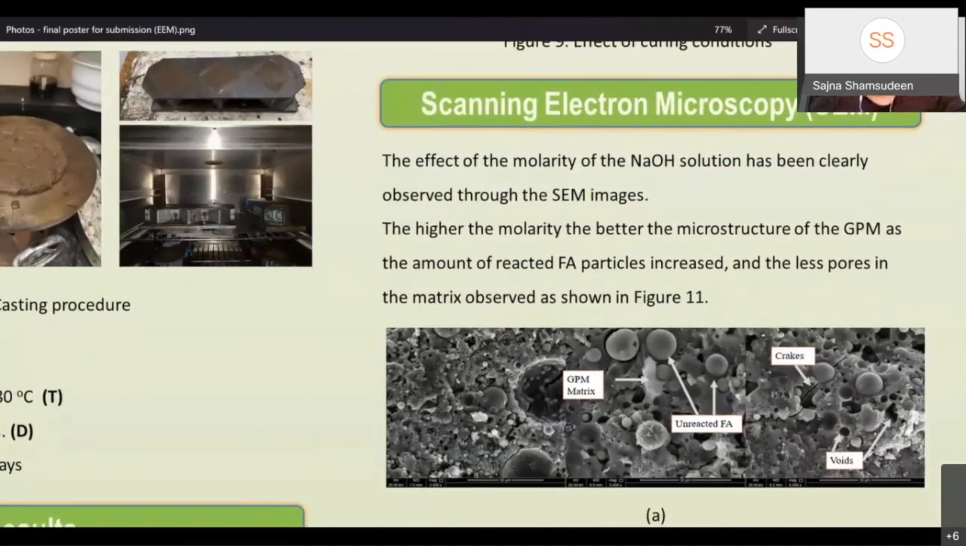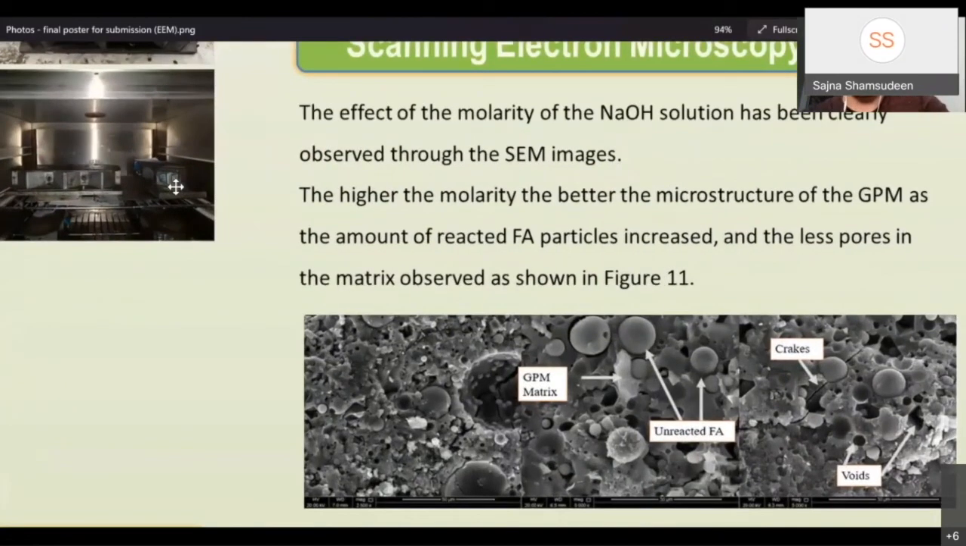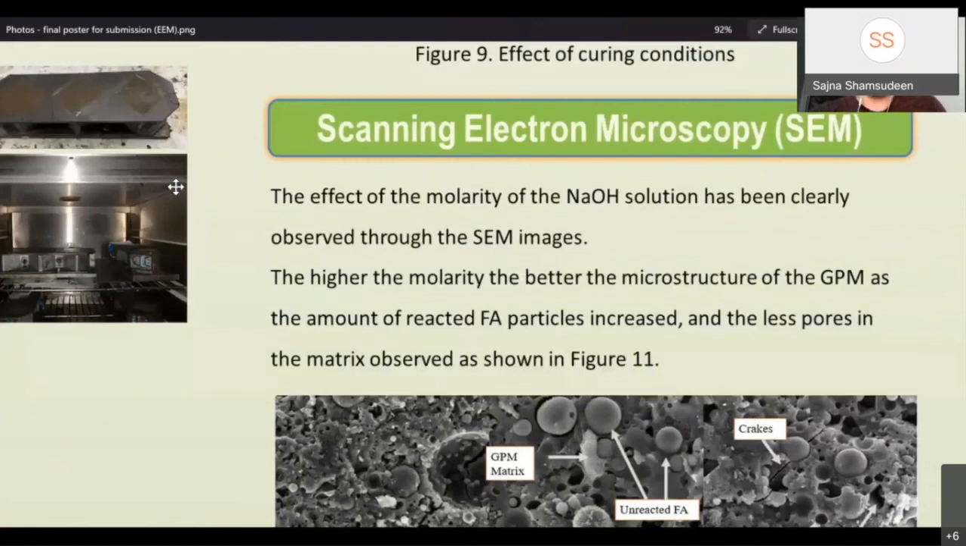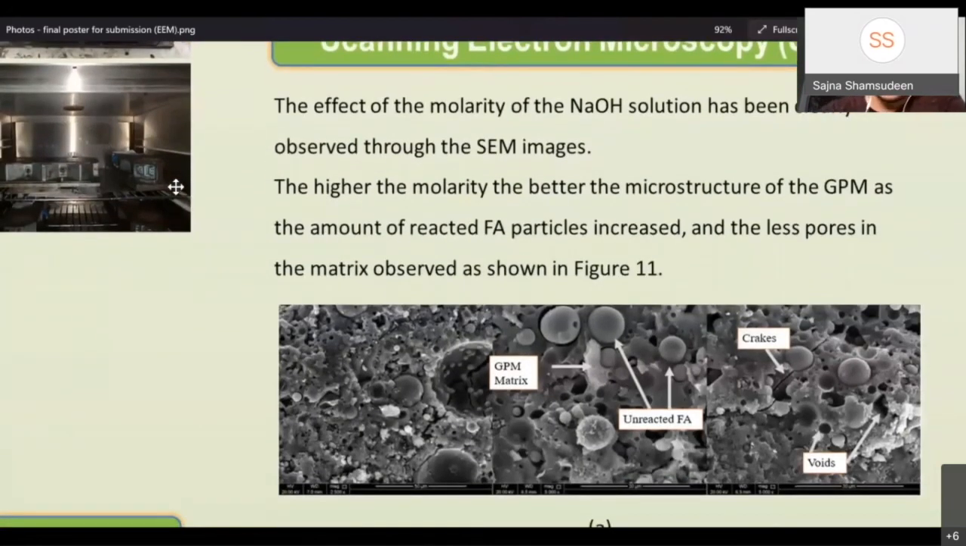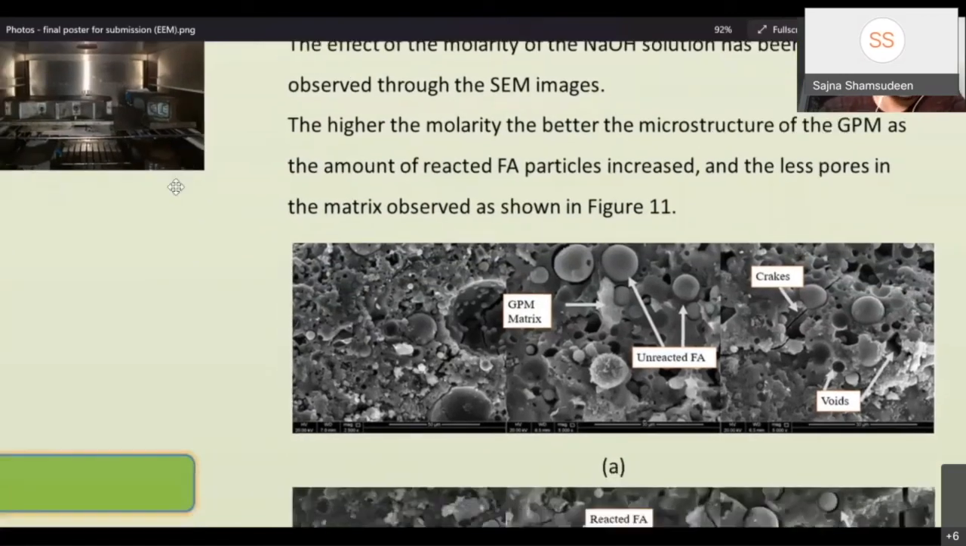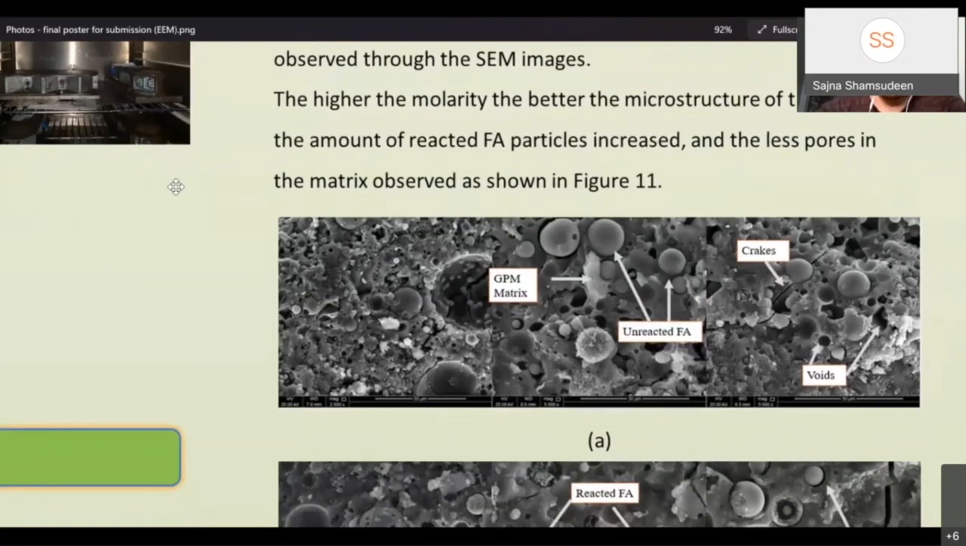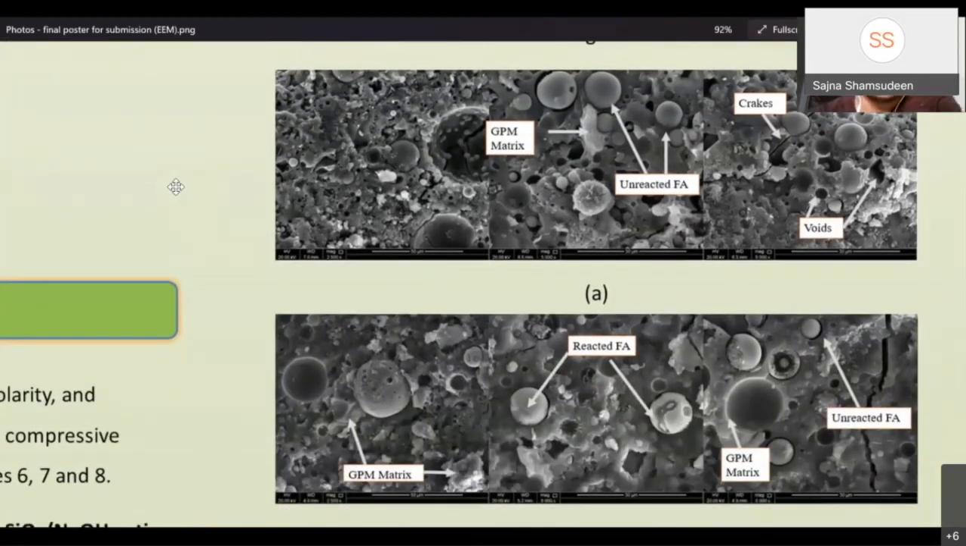And now we wanted to study the microstructure of the material itself using scanning electron microscopy, so it gives us an indication of how the materials reacted. As we can see here, the effect of the molarity of the sodium hydroxide solution has been clearly observed with the scanning electron microscopy. In addition, the higher the molarity, the better the matrix that developed. The amount of reacted fly ash particles increased as well. So let's see these figures.